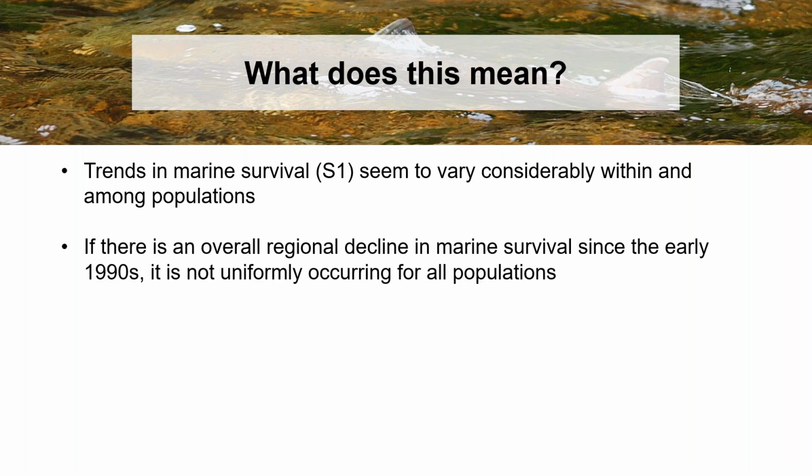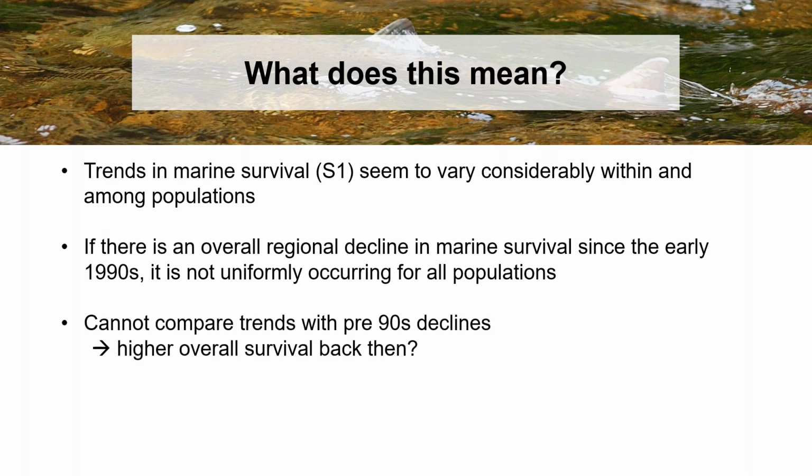If there is an overall decline in marine survival since the 90s, it is not uniformly occurring for all populations. So this is basically the same point. We really can't say much about what was happening before. It could be that marine survival now is much lower than it was back in the 70s, but from this modeling approach, we can't tell.